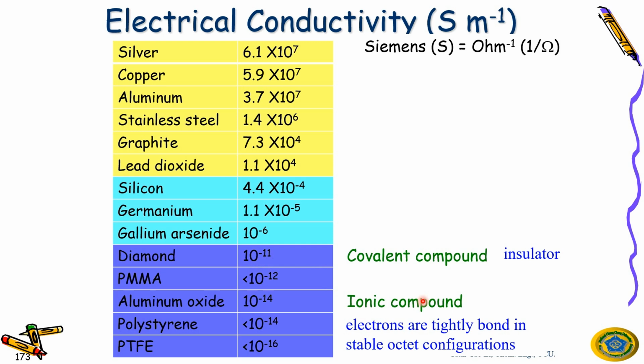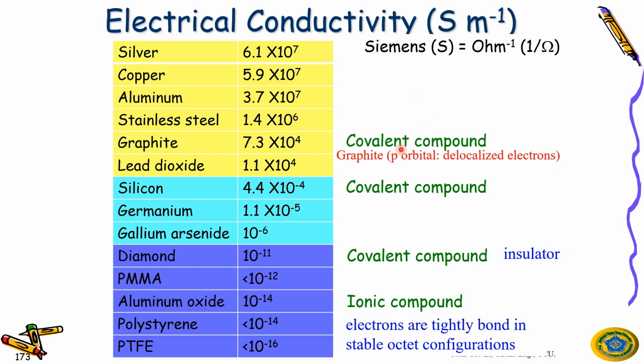So we understand ionic bond. We understand covalent bond. Silicon is also covalent bond, right? But the conductivity is a little bit higher compared to diamond. Why? However, this is also covalent bond compound. So the number of these Siemens is not high enough to be regarded as the conductor. So this part is what we call conductor.